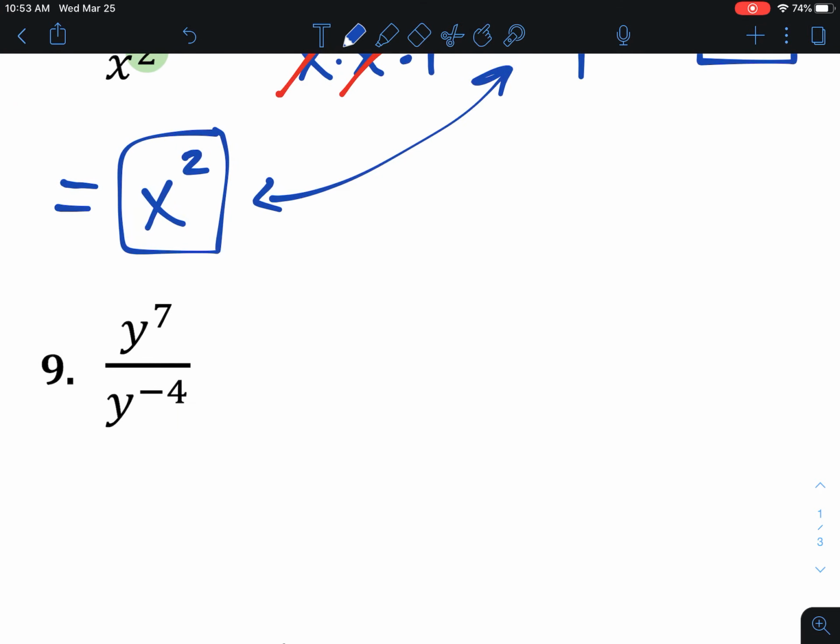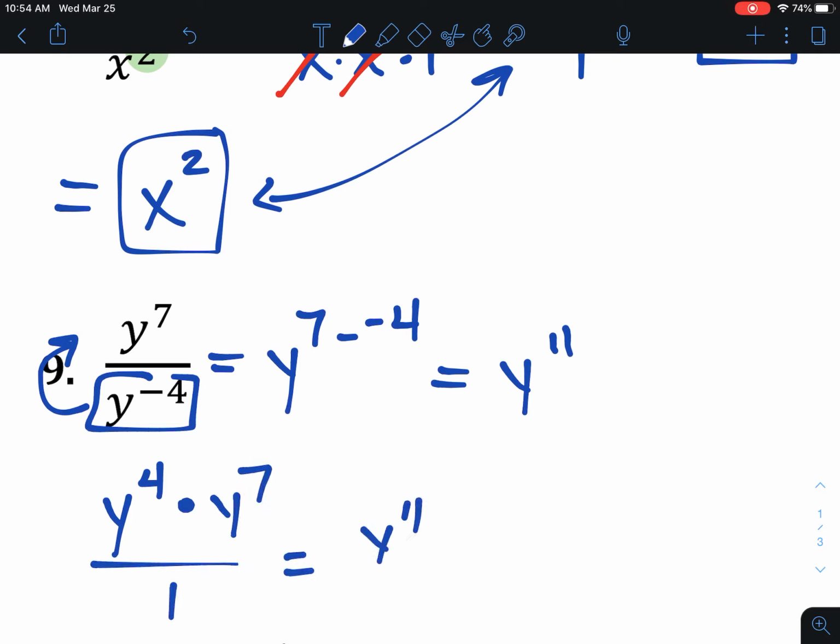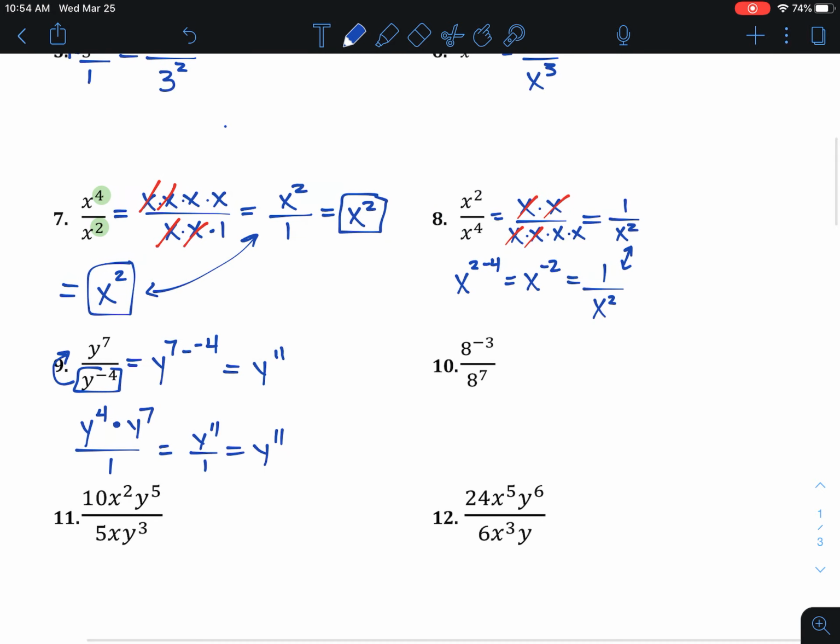For this one here, it's a little bit strange. We've got a negative 4 down there. So that would be y to the 7 minus negative 4, which is actually y to the 11th. You might be wondering, why did it actually get bigger? Well, the negative 4 in the bottom actually flips to the top. So that becomes y to the positive 4 times y to the 7th over 1, which is why it's y to the 11th over 1, which is y to the 11th. But again, using the division rule of just subtracting the exponents gets you the same answer either way.